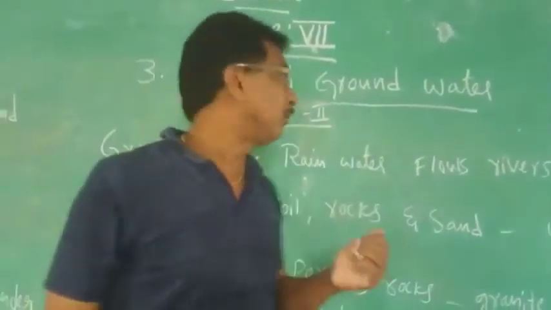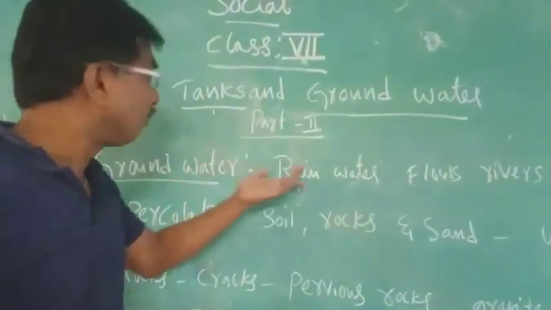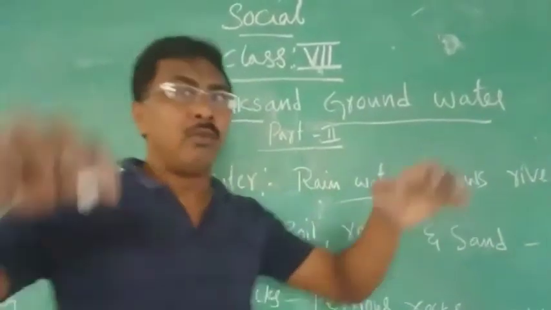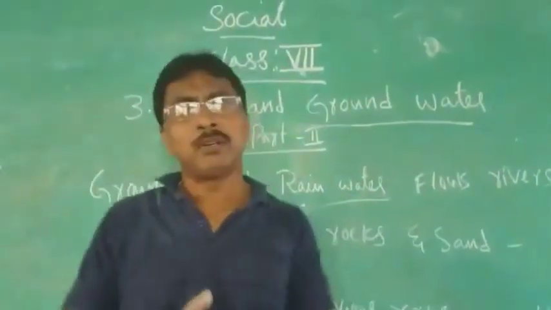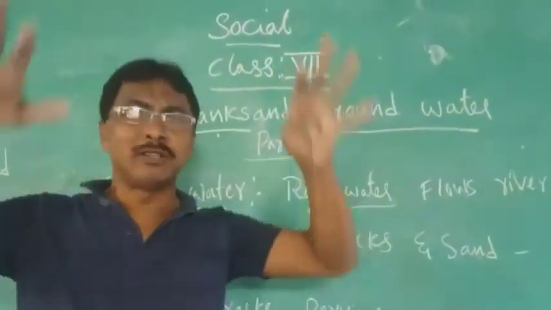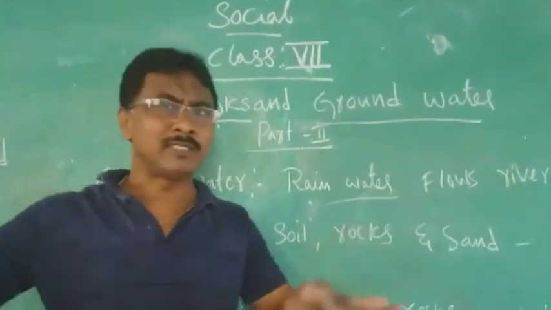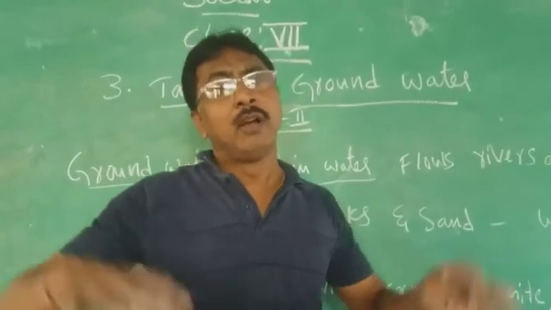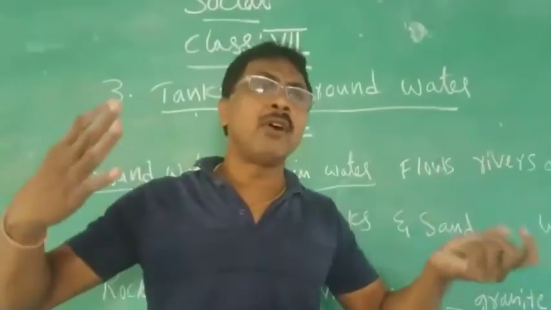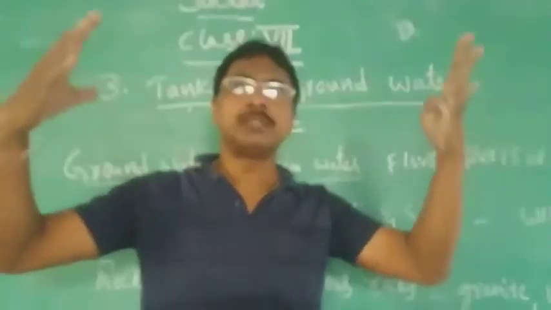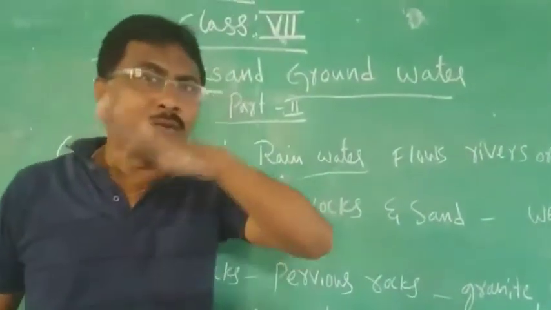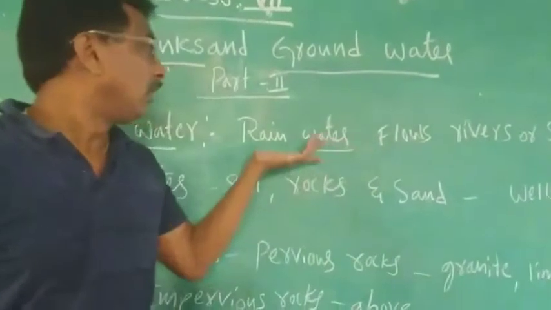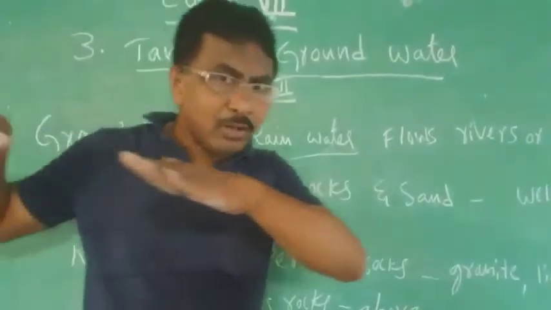Now I am going to tell you about groundwater. Now I will tell you about the rainwater. When the rain is falling, you will observe that if only a little rain falls, the water will not flow on the ground. When the rain falls for 1 hour, 2 hours, 3 hours at speed, then the water starts flowing on the ground. Rainwater is flowing.